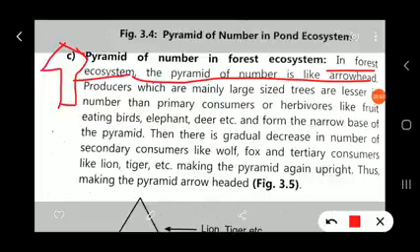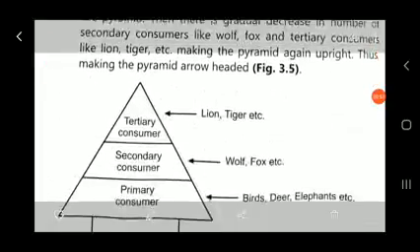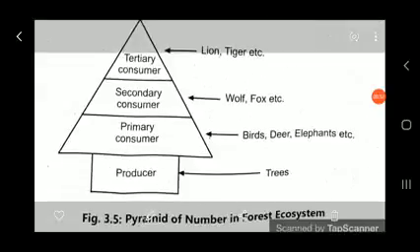The producer is mainly a large-sized tree. We can see in the diagram here, the tree is considered as only one tree. Here there is only one producer, which is the large tree. This large tree provides nutrition. They provide food to the many primary consumers, that is herbivorous animals, that is birds, deer, elephants. These are the primary consumers. They feed on the tree.